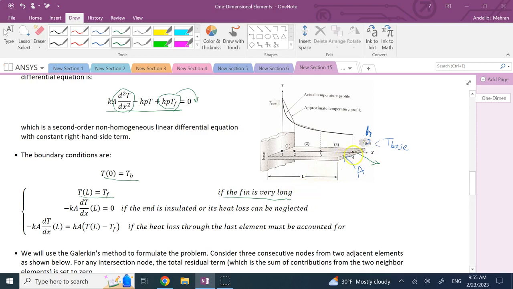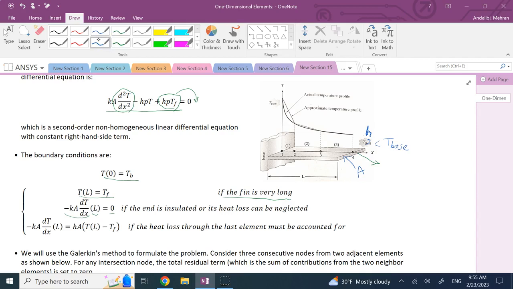Sometimes you might insulate the tip of the fin, or you neglect the heat loss through the tip. Again, either you have to do insulation on the tip, or again, it has to be very long. So you can neglect the heat loss and say that basically this conduction term at L is equal to 0.